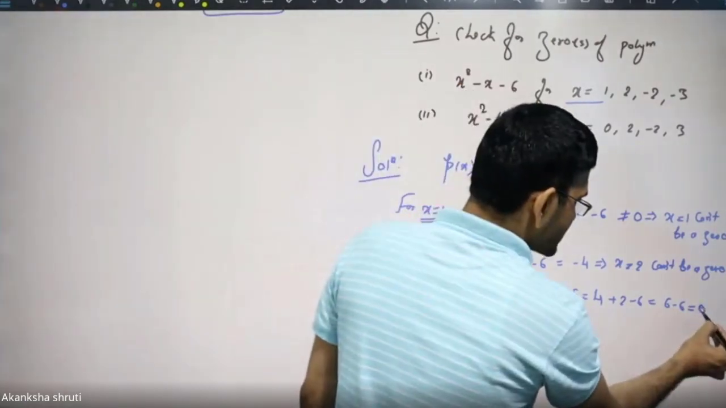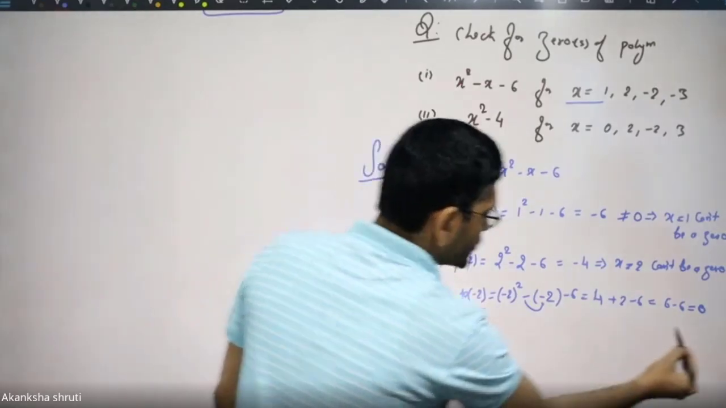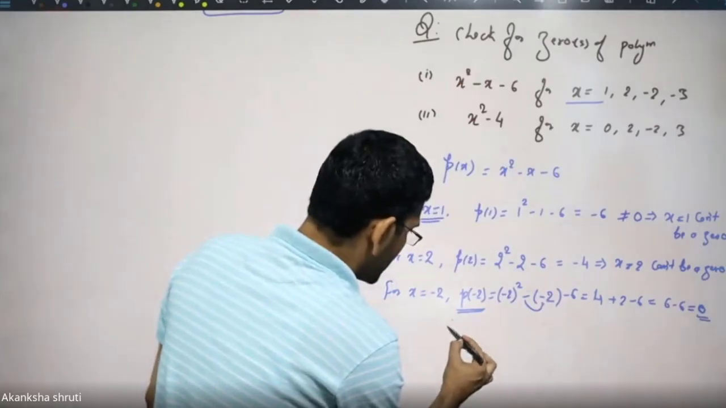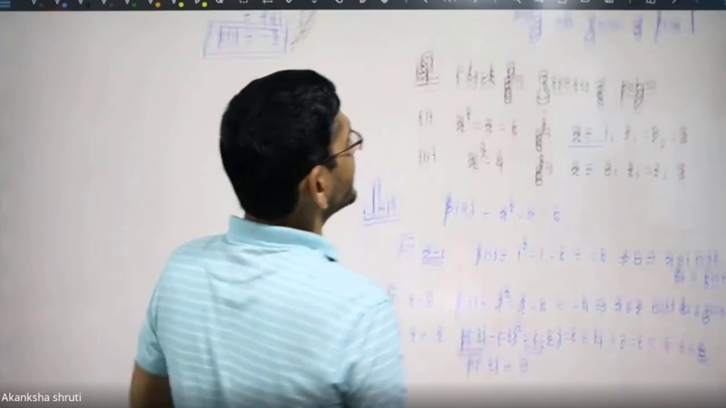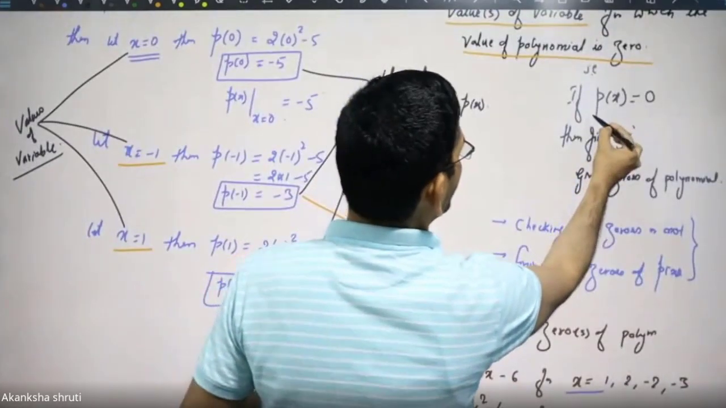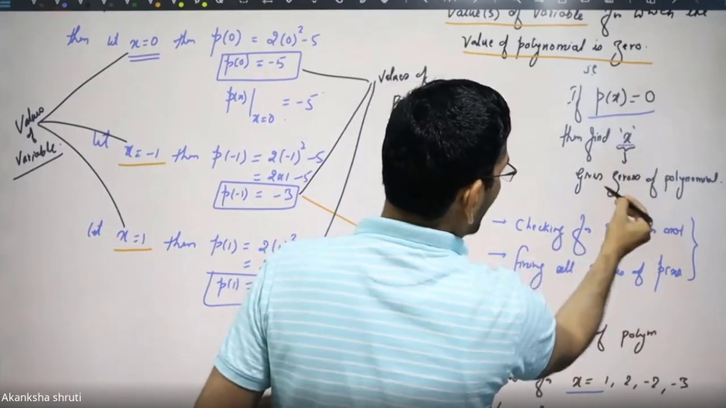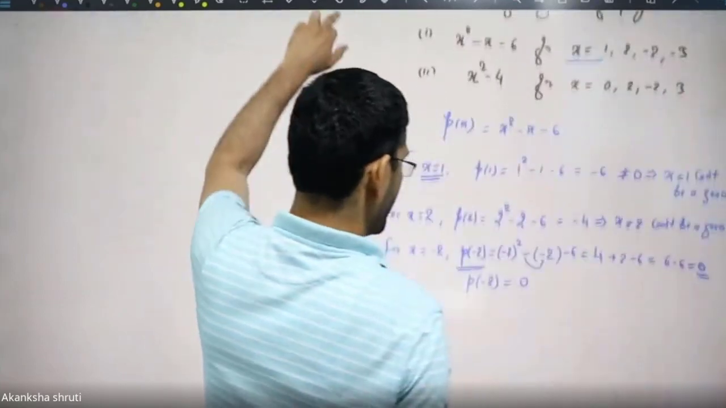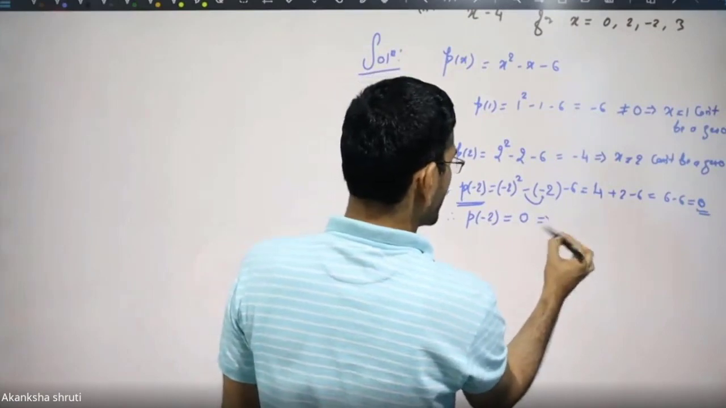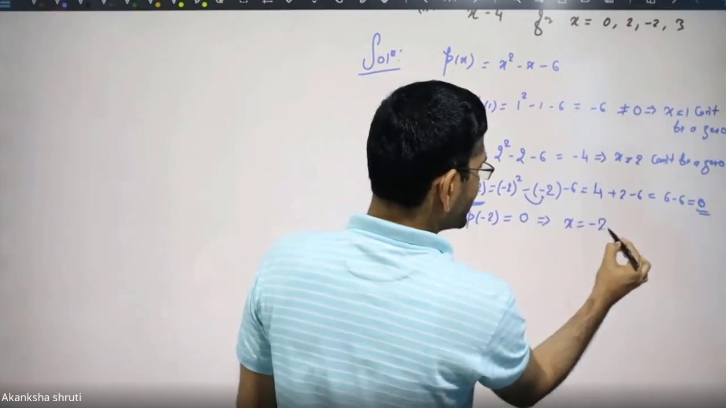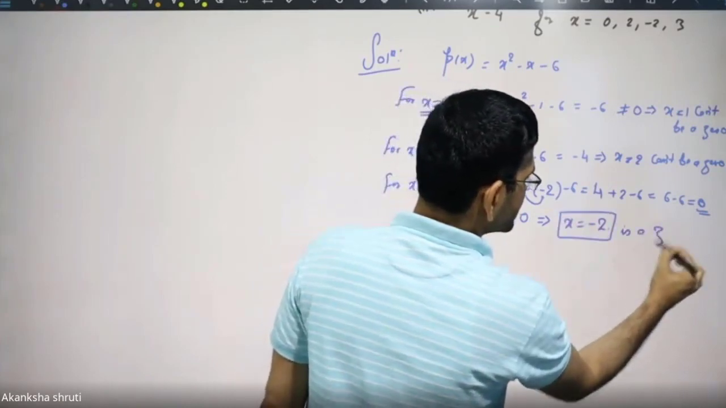Now when it is coming as 0, what does it mean? Let us conclude once more: here we are getting P(-2) is 0. So what was the definition? If this P(x) is coming as 0, then those values of x are called the zeros of the polynomial. In this case, P(-2) is coming as 0, so this implies x equals minus 2 is a zero.